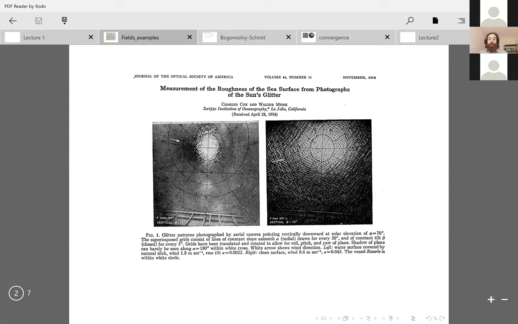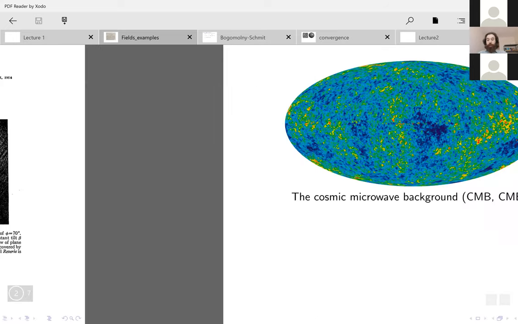When you have a photo like this, it's easy to compute, for example, the density of these bright dots, which gives you the density of points where the gradient is pointing in a certain direction. And if you have a Gaussian model, I will explain how you can compute things like that. It means that you can very effectively fit models to your data.